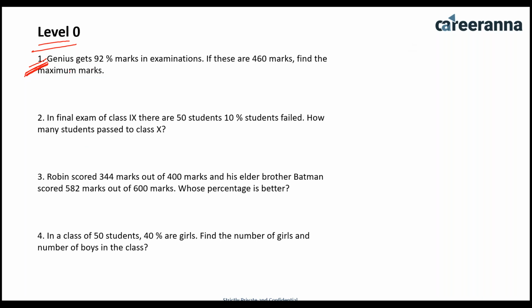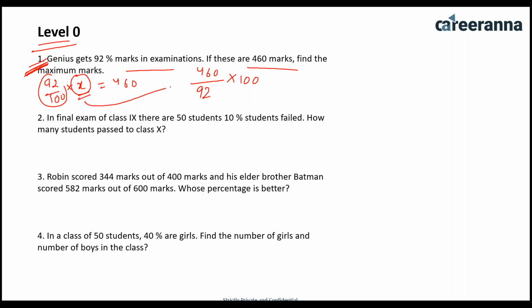Okay, so very easy question. You can easily calculate. The question is, Genius gets 92% marks in examinations. If these are 460 marks, find the maximum marks. So 460 is given to be 92%. So I have to find out 100%. 92 by 100 multiplied by x. x is a number whose 92% is given to be 460. Find out x. So this will bring us to this. I have to cross multiply this and I can easily calculate this to be 10 by 2. This is 5. So this number is 500.